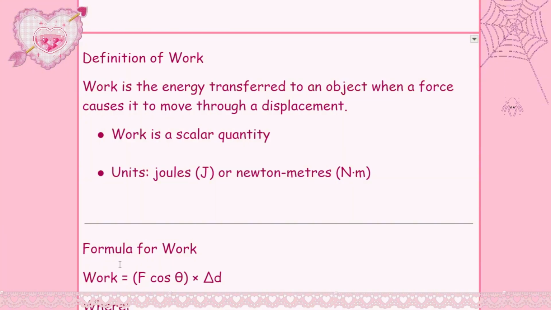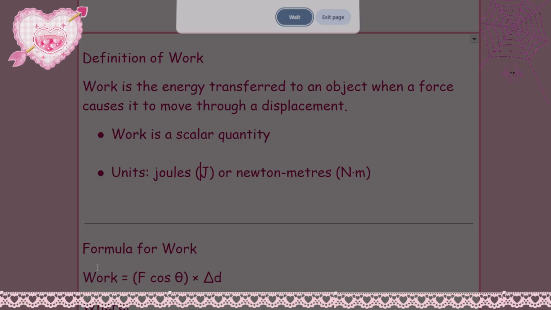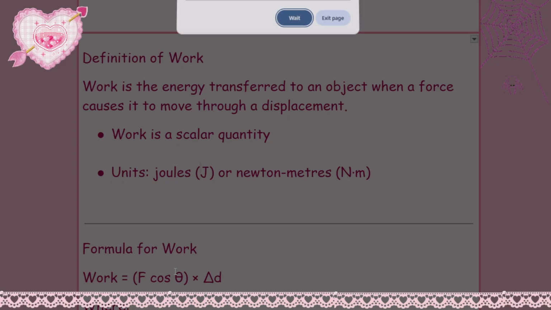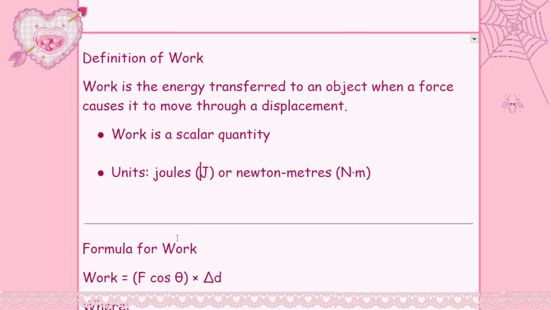The formula for work is W equals F cos theta times delta d, where W is the work done in joules. F is the force that we are looking at. It could be an applied force, frictional force, or whatnot. Then we have cos of theta, and theta is the angle in between the force and the displacement.